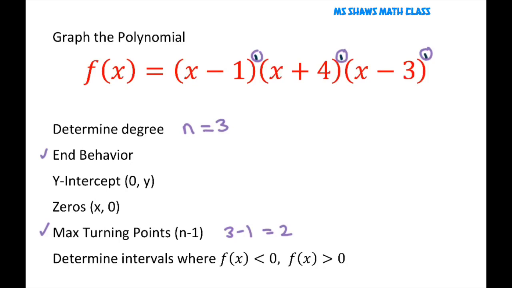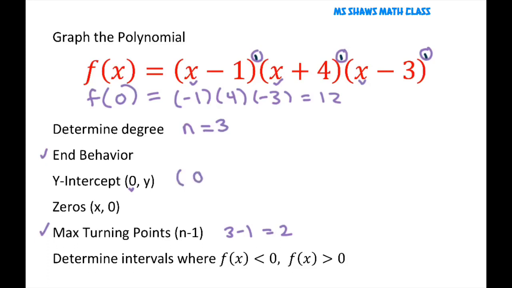The y-intercept is when x is 0, so you just plug in f of 0 here. If you plug in 0 here, you're going to get negative 1. Plug 0 here, you're going to get 4. You plug in 0 here, you're going to get negative 3. When you multiply that through, you're going to get 12. So your y-intercept is (0, 12).